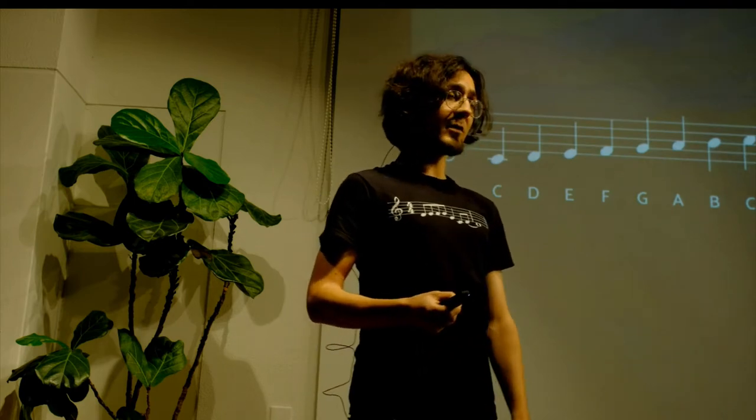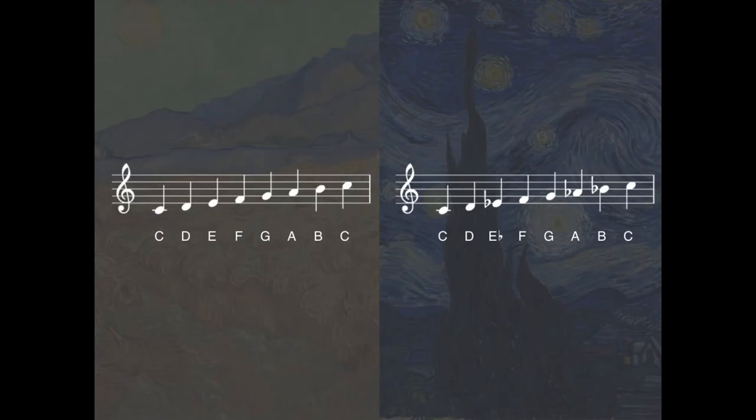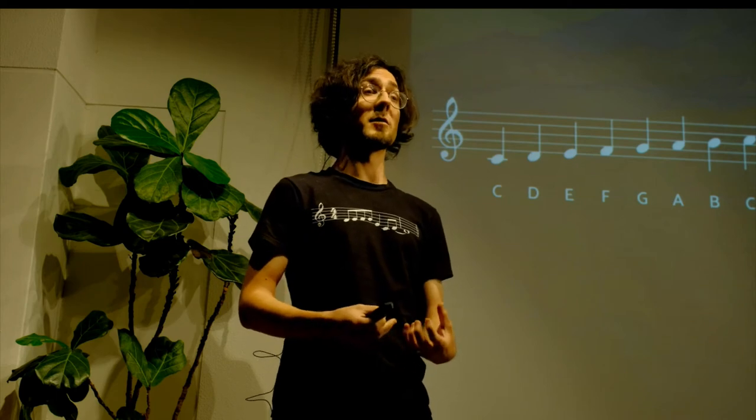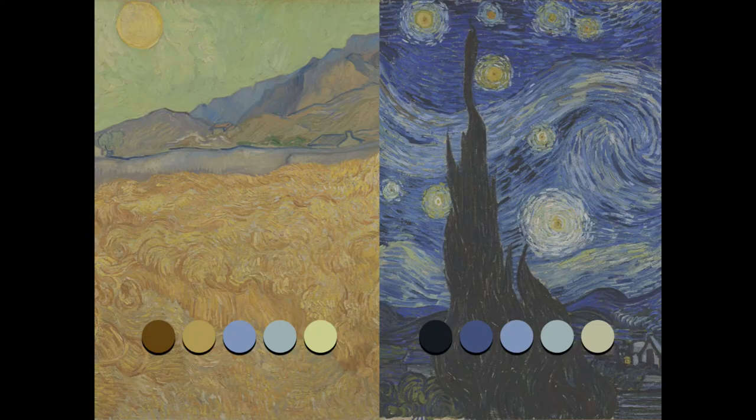Next, I want to talk about scales. What scales are at their core, they're a set of notes that you can arrange from lowest to highest, and they act as a set of creative constraints for a piece of music. So, sort of like how a color palette is a set of constraints for a painting. It kind of helps to set the mood a little bit.